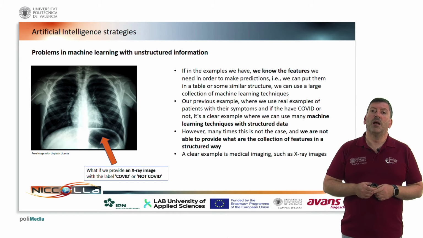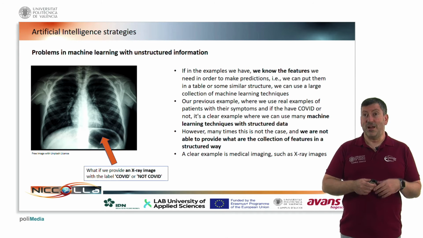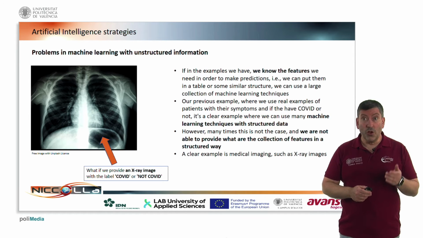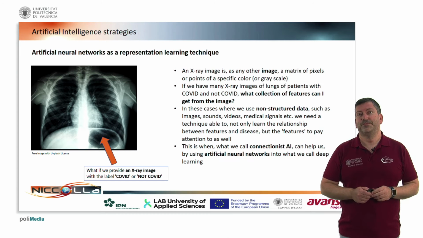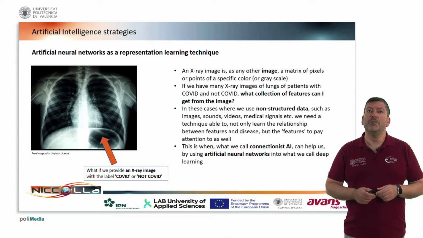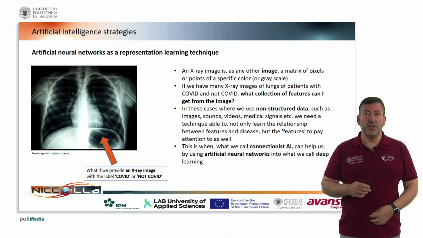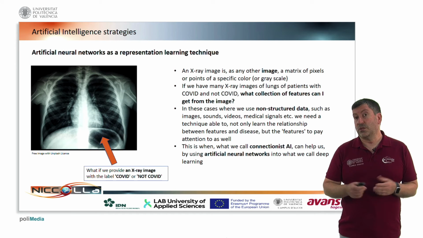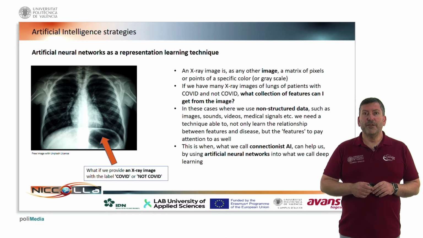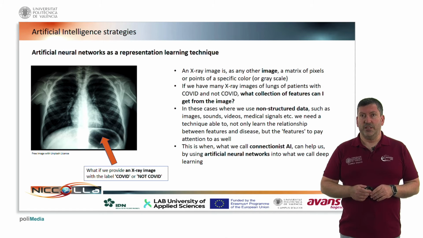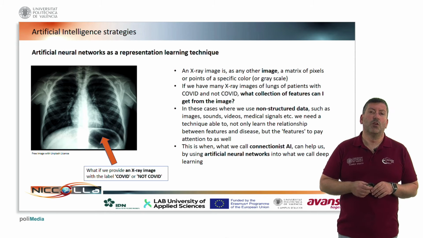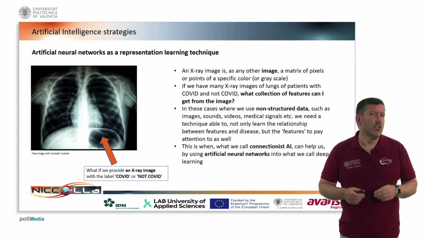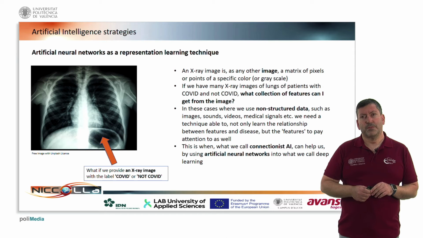Here is where we are going to use another kind of machine learning technique where we can work with non-structured information. So an X-ray image is, as any other image, a matrix of pixels, of points of a specific color or grayscale. If we have many X-ray images of lungs, in this case of patients with COVID and not COVID, well, what collection of features can I get from the image?